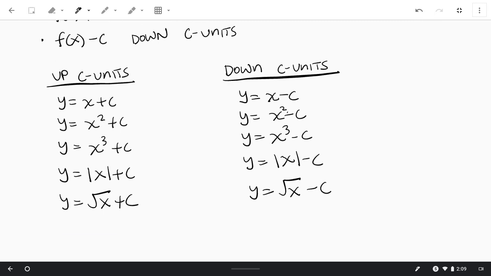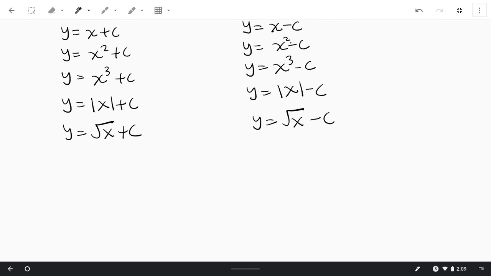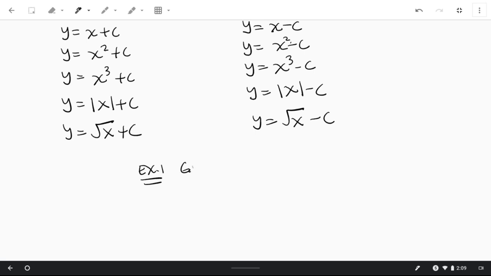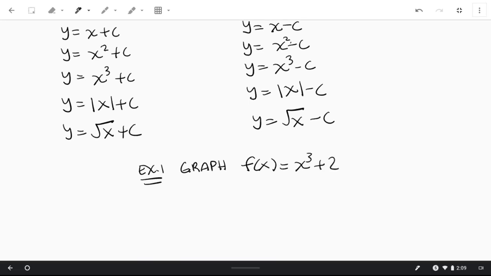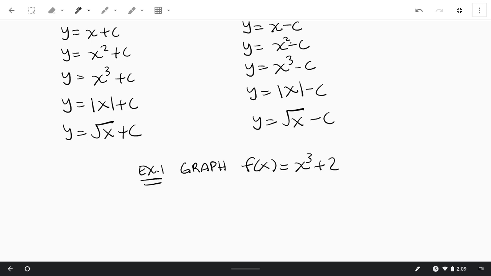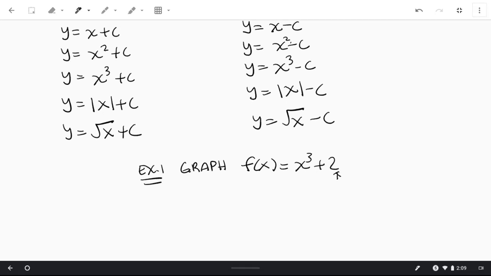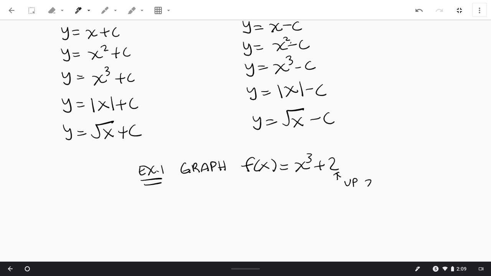Let's take a look at an actual example. If I want to graph f of x equals x cubed plus 2, since we're taking the parent function x cubed and adding 2 to it, that tells me this is going to shift the parent graph of x cubed up 2 units.